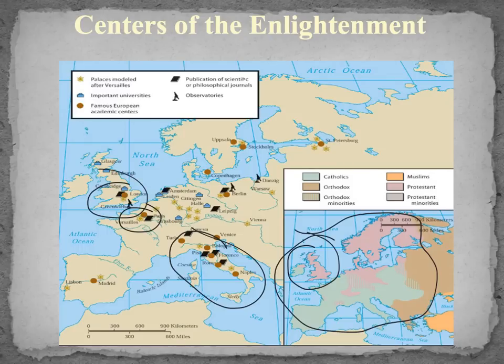So these are the centers of the Enlightenment, and these are going to be extremely important, because when we look at the philosophers and the documents that are going to come out of the Enlightenment, they mostly come out of these areas of the world. Alright, so this is part 1 of my 4-part series on the Age of Enlightenment.